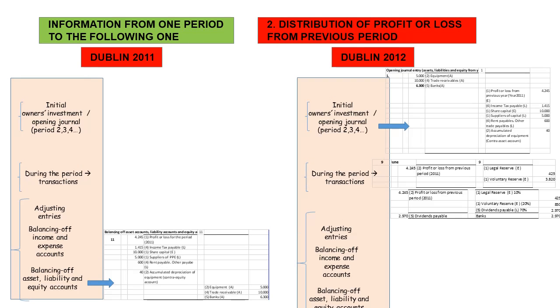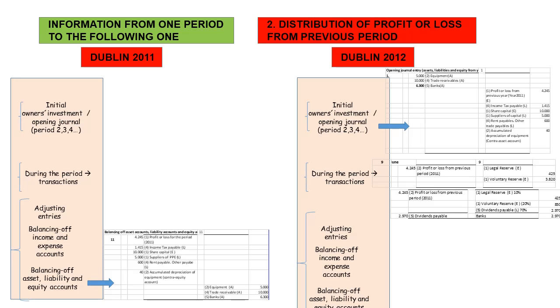Number 2, distribution of profit or loss from the previous period. In Dublin 2012, in the opening journal, we can see that we have the profit or loss of year 2011. In this particular case, 4,245. If the company decides to keep all in the company, then we record this decision in transaction number 9 by debiting profit or loss from previous year and crediting legal reserve and voluntary reserve.